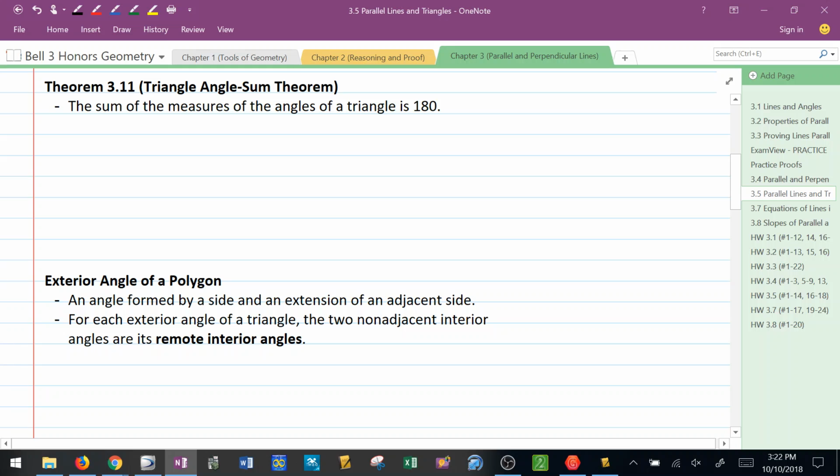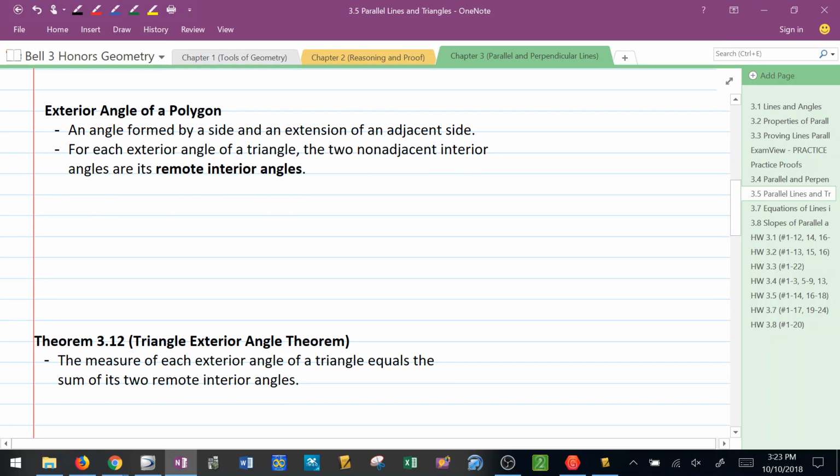We have this theorem 3.11, which we're going to come back to later. It's a very straightforward one, but I want to show you guys how it's proven to actually be true. And this one simply says that the sum of the measures of the angles of a triangle is 180 degrees. So if I have some triangle here, triangle ABC, what this theorem tells me is actually something that we already know, which is the measure of angle A plus the measure of angle B plus the measure of angle C has to be 180 degrees. So those three angles inside of a triangle have to add up to 180.